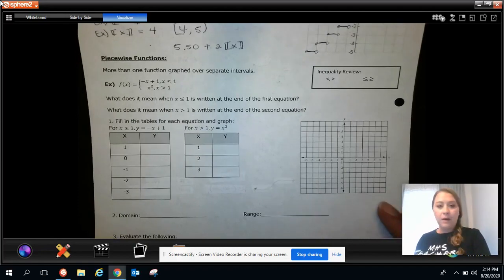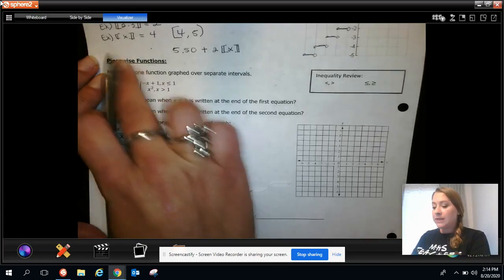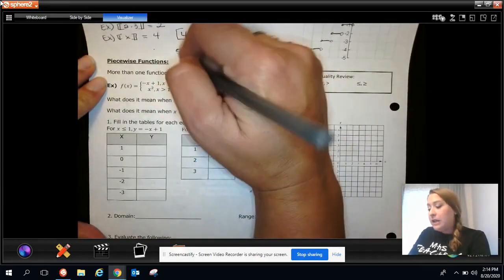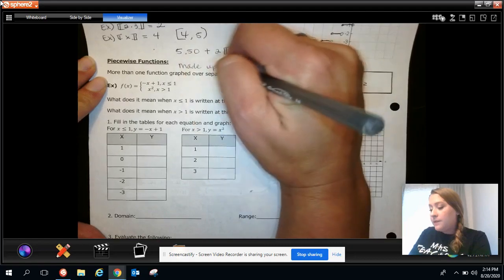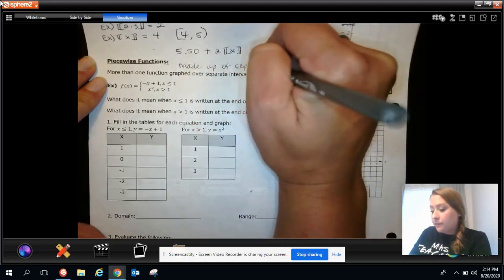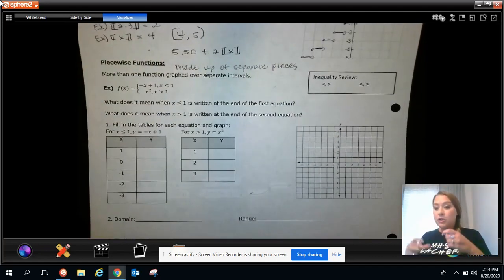So we're going to pick up now on what's called piecewise functions. A piecewise function is pretty much what it sounds like. It is a function that is in pieces, so it's made up of separate pieces. I could have a linear function and a quadratic function, and we put them together to form one function, and that is called a piecewise function.